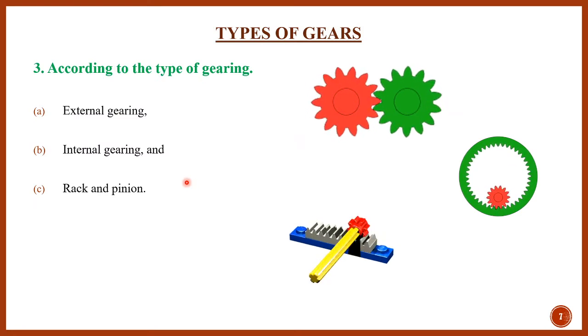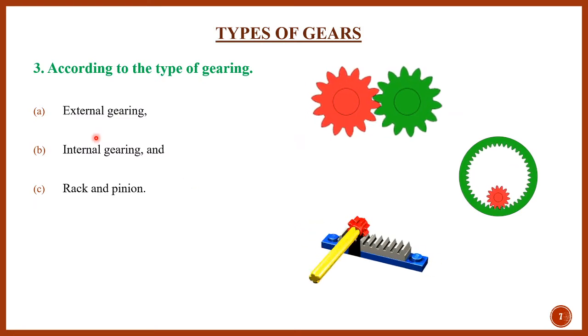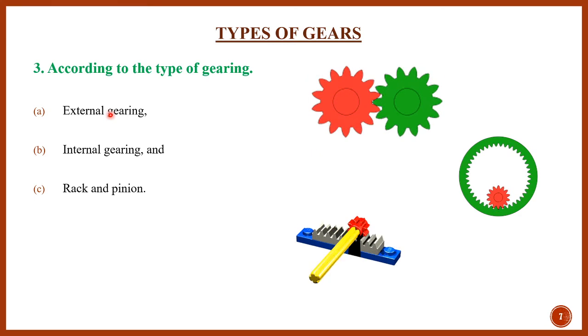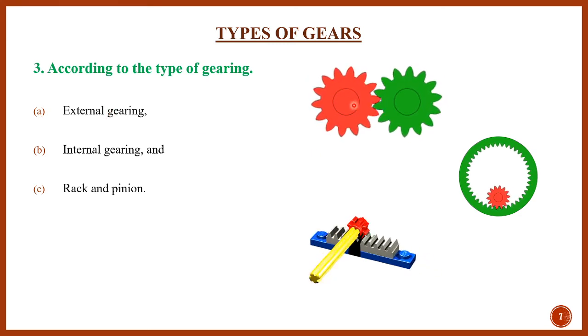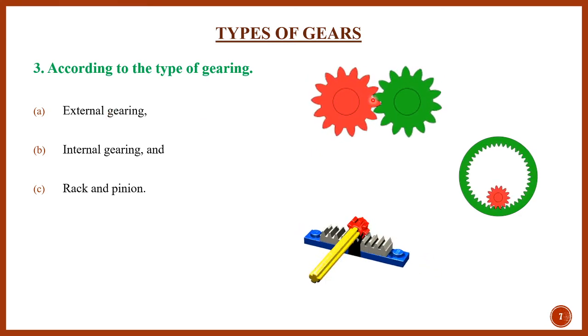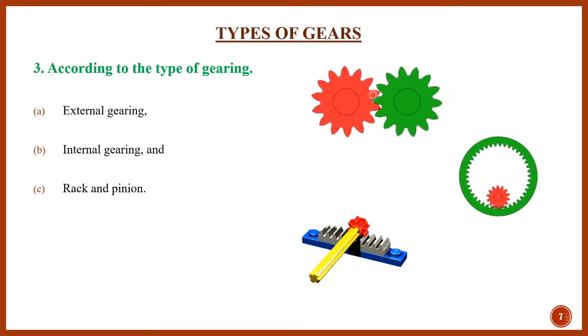Next, according to the type of gearing, the first one is external gearing. External gearing means these two gears are meshed externally.